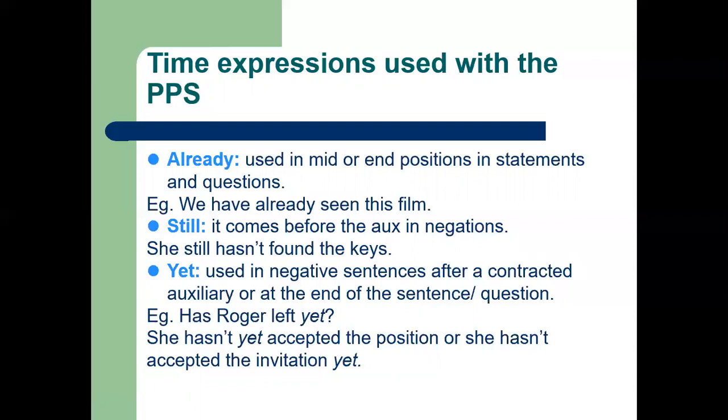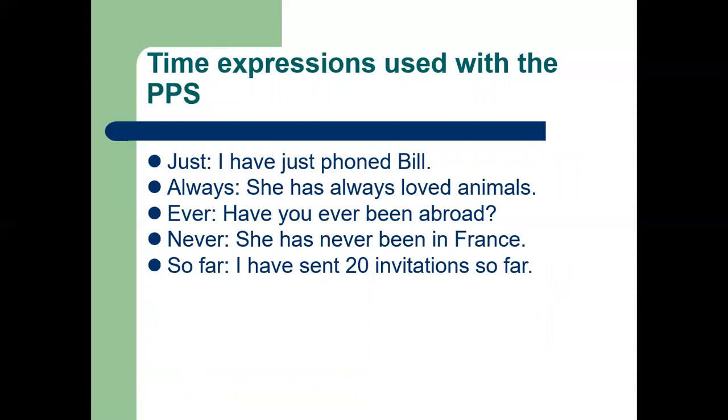Always at the end, but you can find some cases where you have the adverb, right, placed next to the auxiliary. So that is to say, between the auxiliary and the main verb. But the most frequent place of yet is at the end of the sentence, in negative statements, of course. Well, you can also use just for recent actions, always, right? For experience, ever for experience in questions, never, again, experience, and so far for something that is unfinished. I have sent 20 invitations so far.